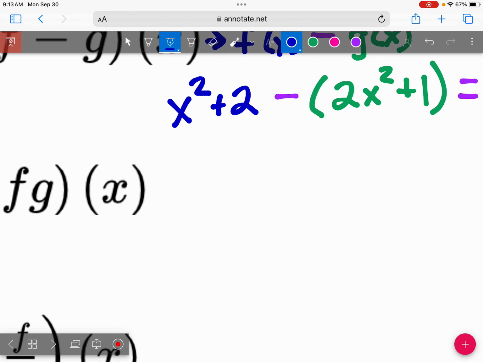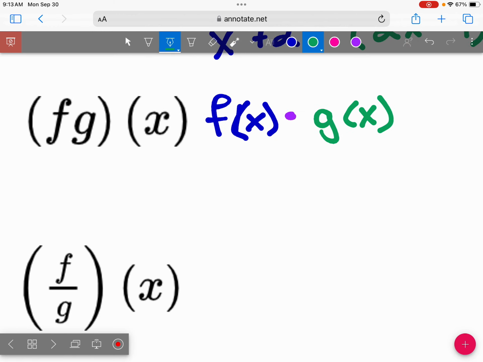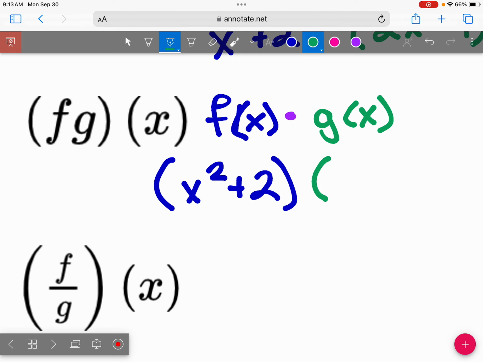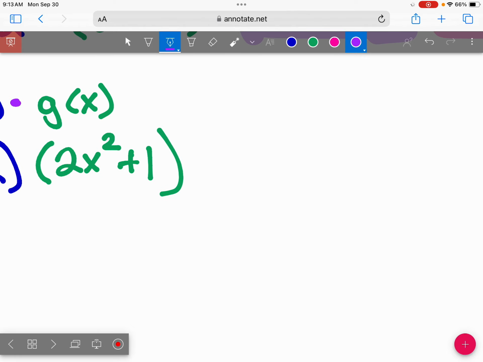I need to take my f of x times my g of x. So this time when we substitute those in, I'm going to put them both in parentheses, because I need to have my x squared plus 2, and we're going to multiply that against my 2x squared plus 1. And yes, we need to really multiply that out.